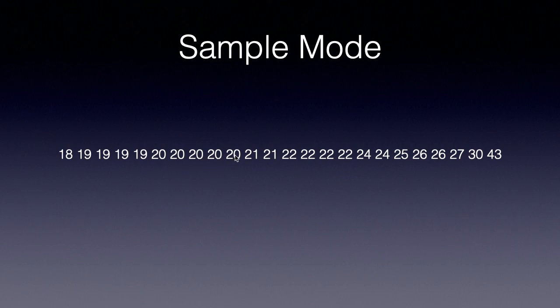Now if we got rid of one of these 20s, then we can see we have 4 19s, then we would have 4 20s if we got rid of one, and then we would have 4 22s. So that would mean that 19, 20, and 22 would be the mode, again under the assumption we get rid of one of these 20s.